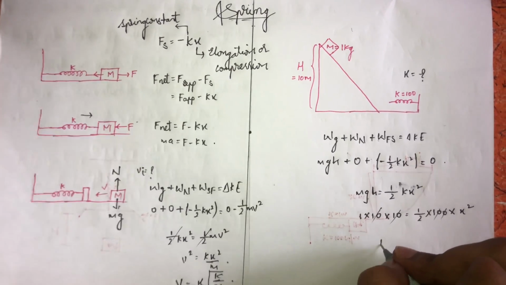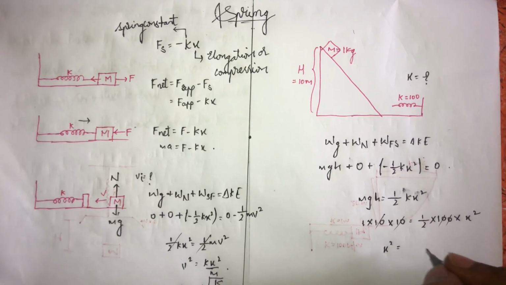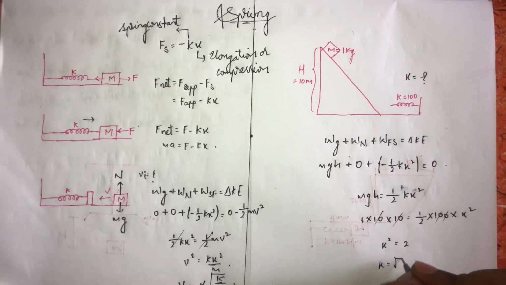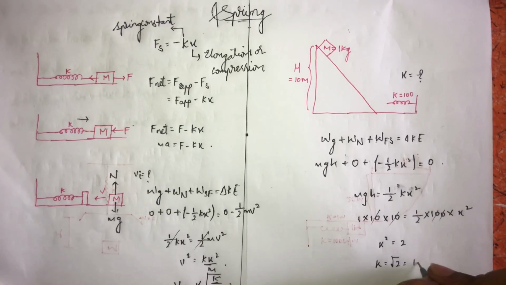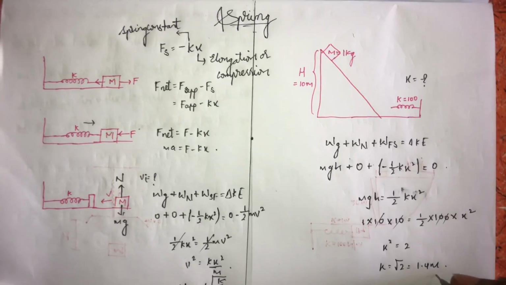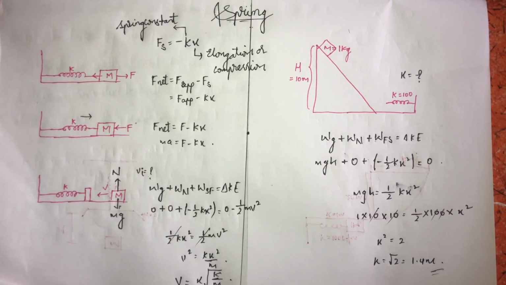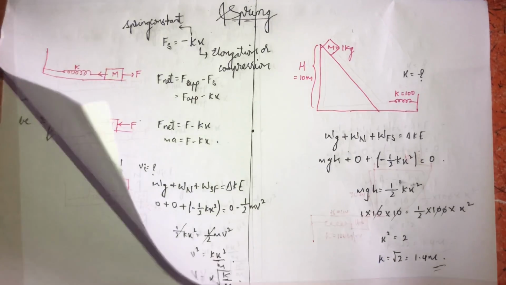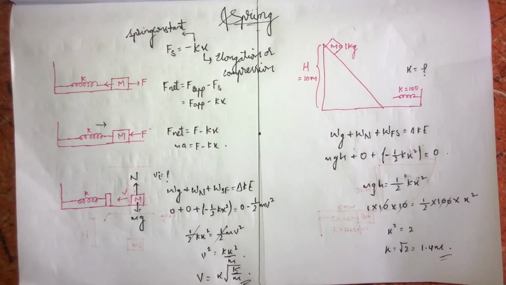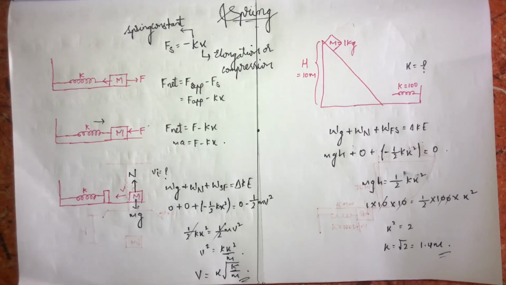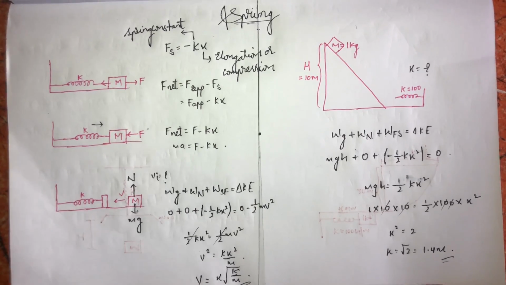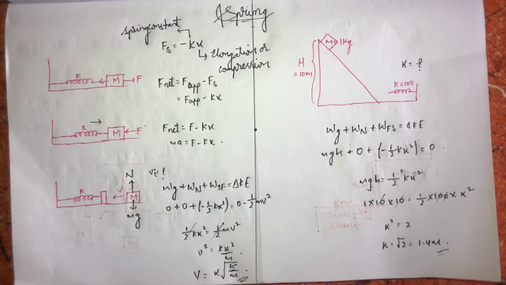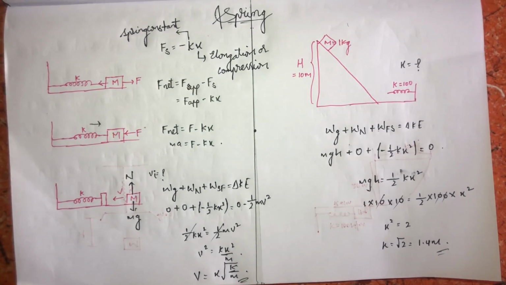Then x square will be equal to 2, that is x is equal to root 2, that is 1.4 meters. So the value of compression of the spring is 1.4 meters. That's clear. Initial velocity is 0 because the block is left freely, and the final velocity is 0 because the block finally comes to rest. So that's why initial velocity and final velocity are 0.